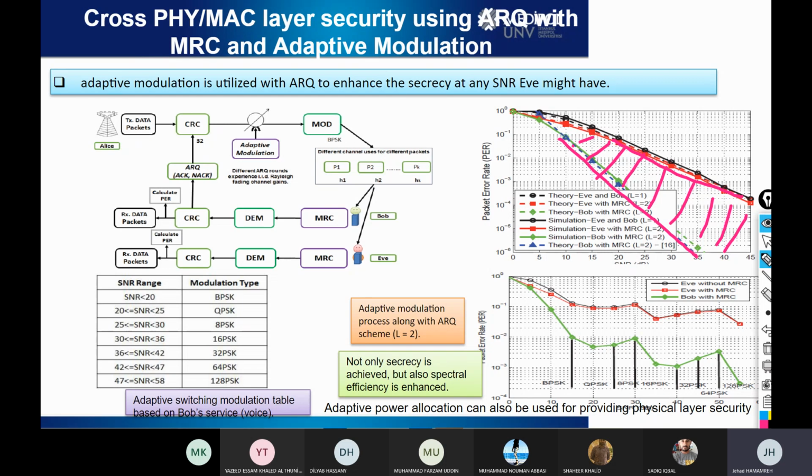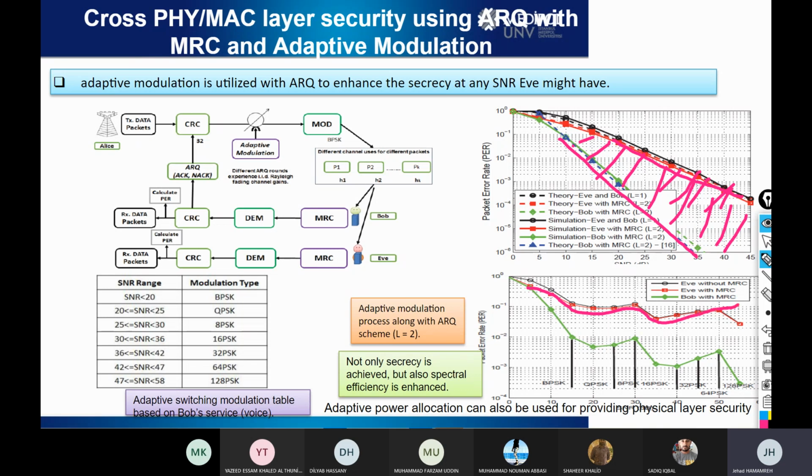In the adaptive modulation process, we instruct the transmitter to increase the modulation order once the signal to noise ratio is high at Bob. So by implementing adaptive modulation and changing modulation according to the signal to noise ratio of Bob, you make sure that Eve's performance is always above 10 to minus 2 by switching from one modulation to another. For example, if I am interested in voice and I know for voice I need the bit error rate to be below 10 to minus 2, Bob will always get the performance needed.